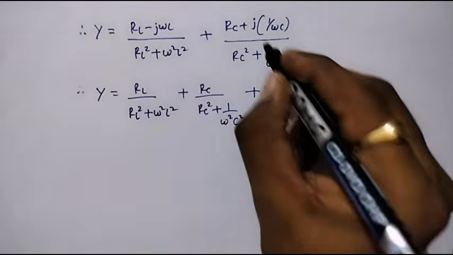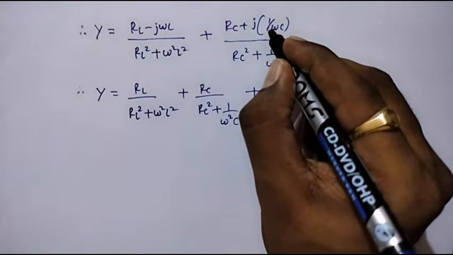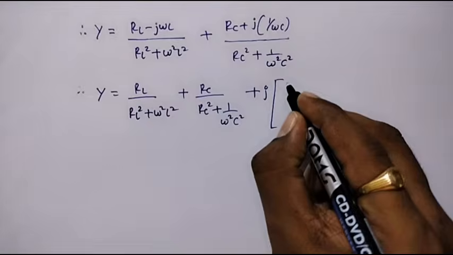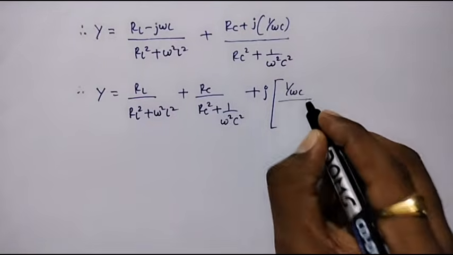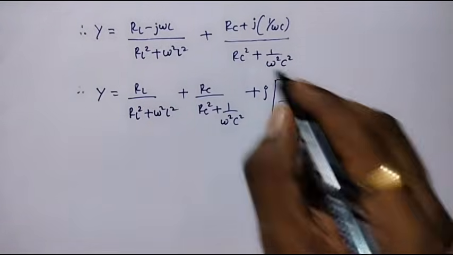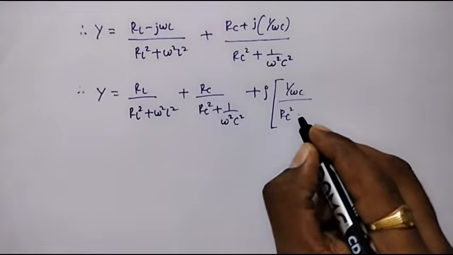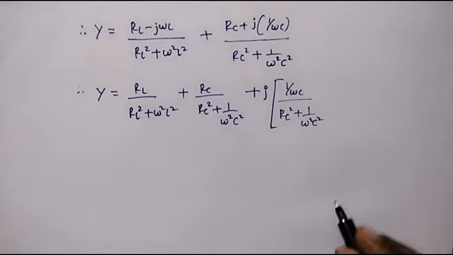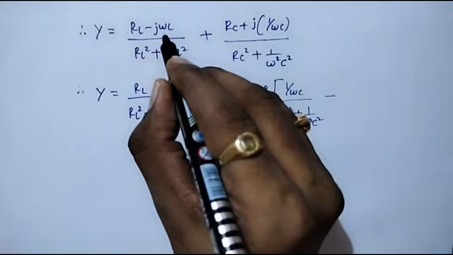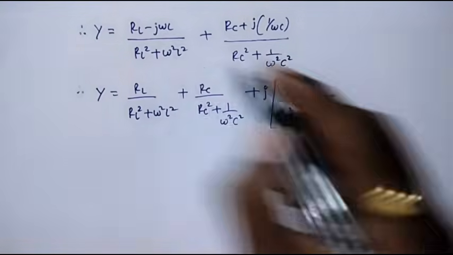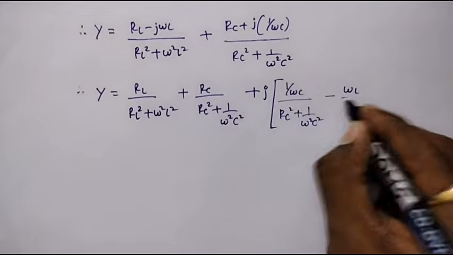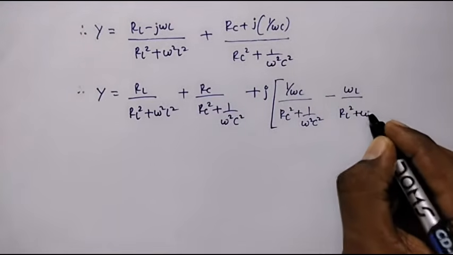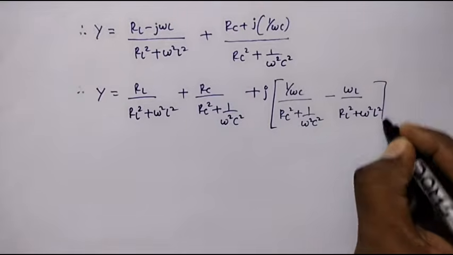Here I have taken plus J, so I'll consider this term first, that is J is outside, so I can write it as 1 over omega C divided by the entire denominator, that is RC square plus 1 over omega square C square, minus the imaginary term, that is the J term from this, omega L divided by RL square plus omega square L square.